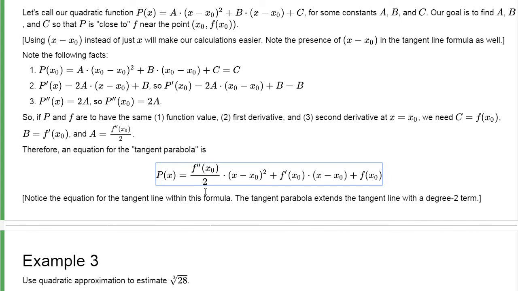The coefficient on the squared term is the second derivative of the function I'm trying to approximate, evaluated at x sub 0, that's the point of tangency, and then divided by 2. And then that's times x minus x sub 0 squared. And I'm going to add on f prime of x sub 0, that's the coefficient on the x part, times x minus x sub 0. And then finally add on the c part, which is f of x sub 0. Notice if you cover up this part here, the square term, this is the linear part, this is exactly the tangent line. So the tangent parabola is an extension of the tangent line. It takes the tangent line and it adds on a square term.